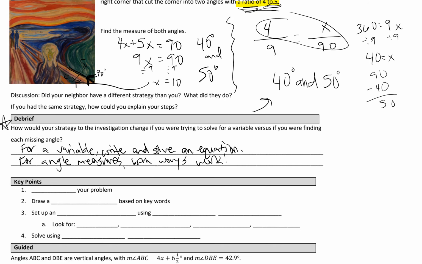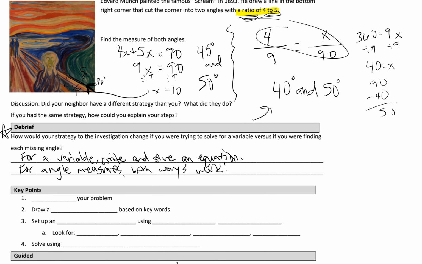Awesome. So we're going to fill in our key points. Basically, the steps that we just followed are going to be what we're going to do today, because in today's problems, you're not going to have any pictures. So you're going to have to annotate your problem, looking for keywords especially. You're going to draw a picture based on those keywords you see, and you're going to set up an equation using your angle relationships.